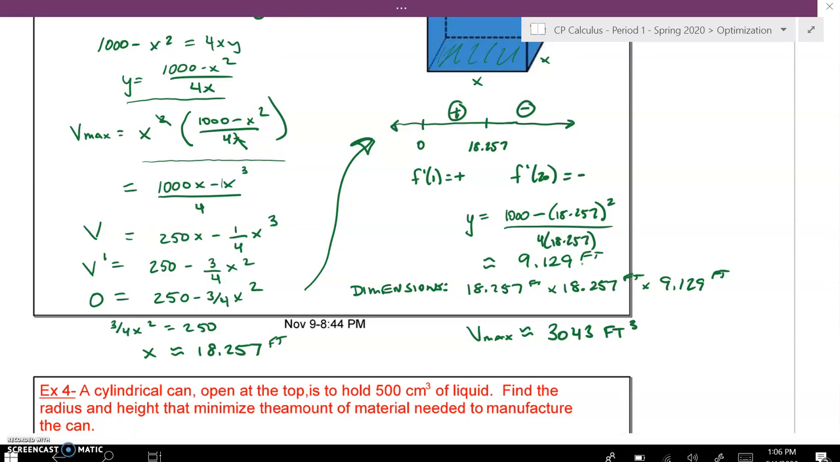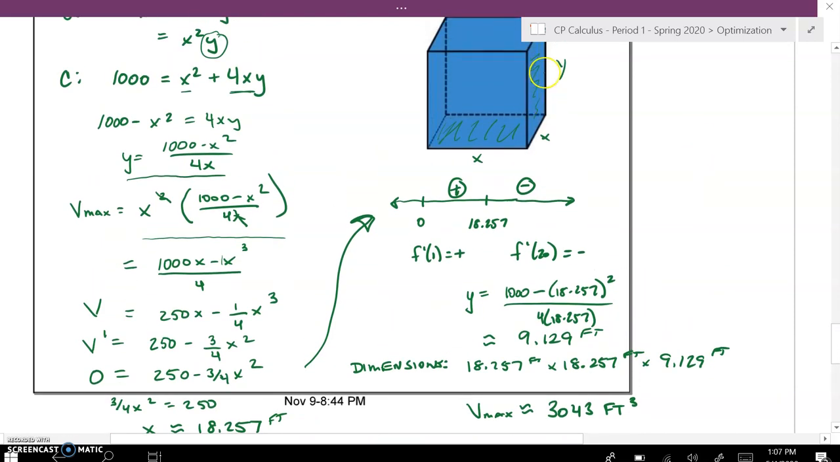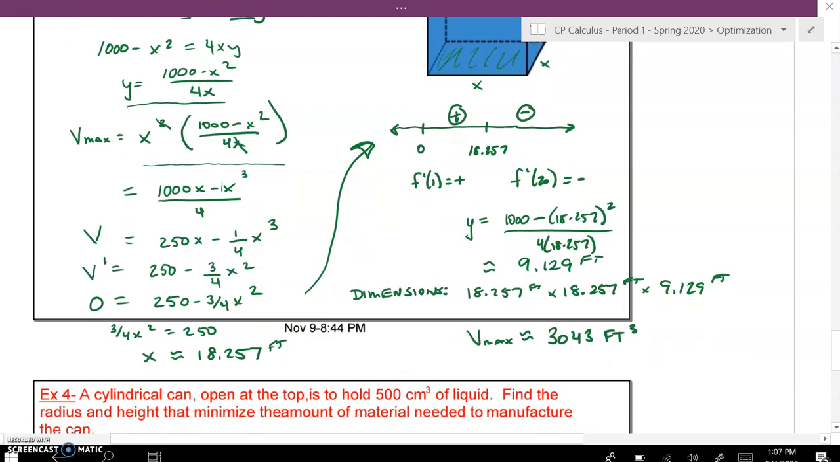And so I now have the three dimensions that I need to maximize my volume. Remember, there's two x dimensions. The bottom was a square, so I have x times x. So that's 18.257 by 18.257. And then my third dimension, the y that goes up, is that 9.129 feet. So there are my three dimensions. That's what they were looking for.